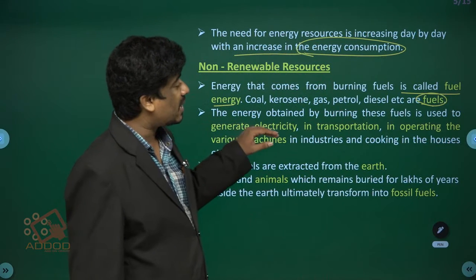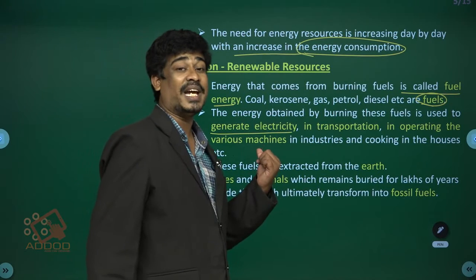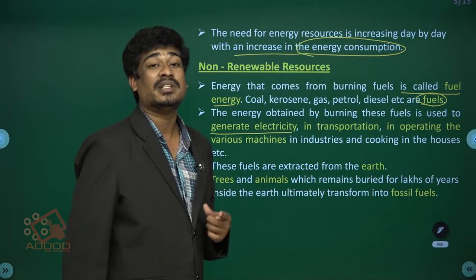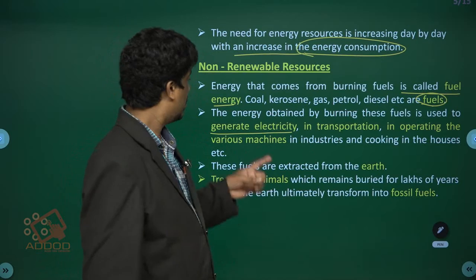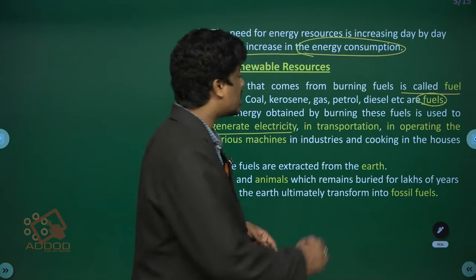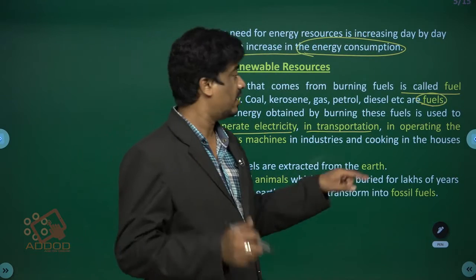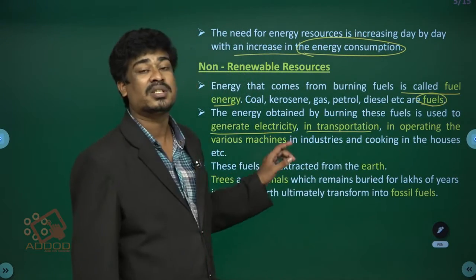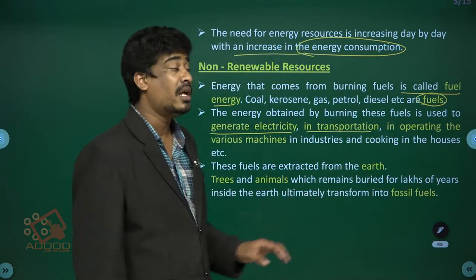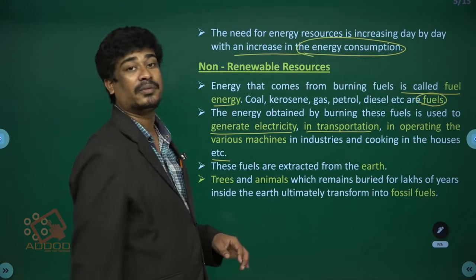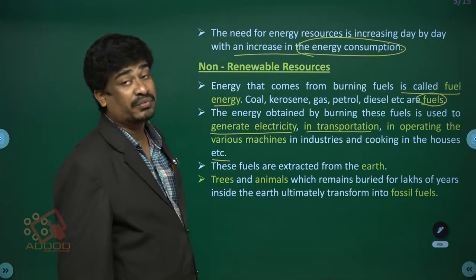And the energy obtained by burning these fuels is used to generate electricity. Like we had seen in the generator. What is the thing needed for running the generator? Diesel or kerosene is required. So to generate electricity. In transportation, all the vehicles are taking petrol or diesel. In operating the various machines, diesel or kerosene is required. So in industries and cooking in the houses, fuel energy is required. And see, these fuels are extracted from the earth.